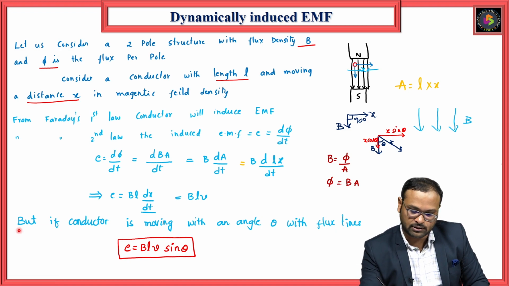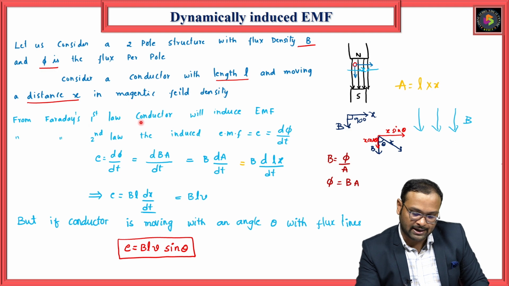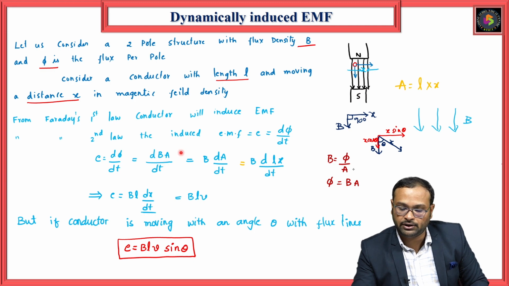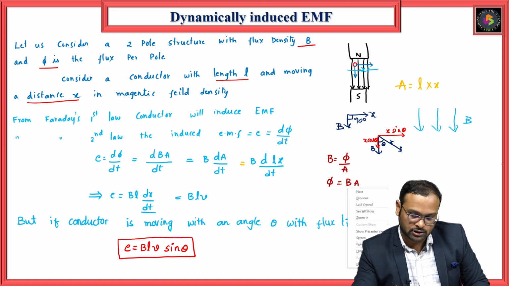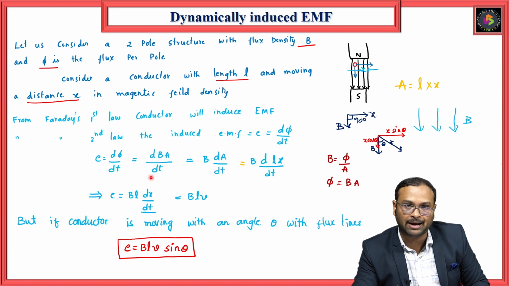From Faraday's second law, E is equal to d phi by dt, and phi is equal to magnetic flux density into area. From the formula, flux density is equal to flux by area, and flux is equal to flux density into area. So we got B into A. We know that B is constant with time because it is a flux density, so we take B outside, that is dA by dt.